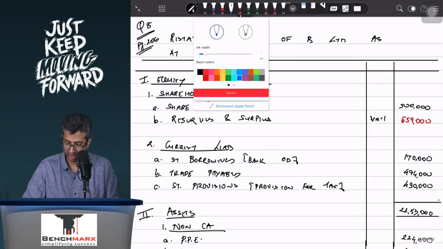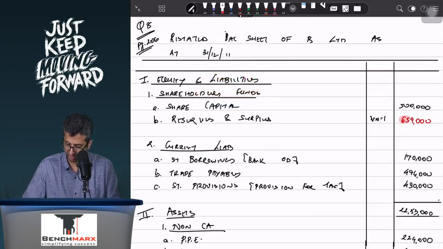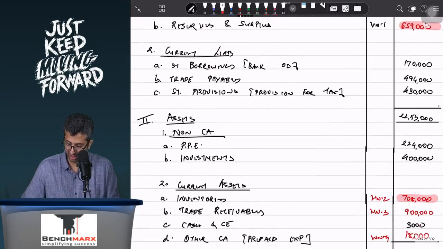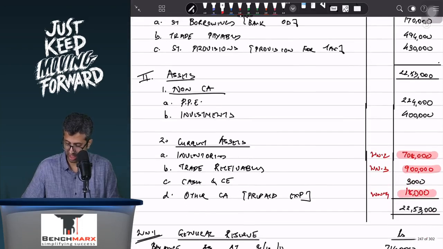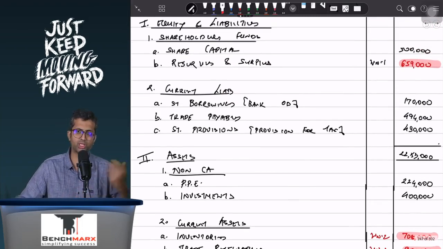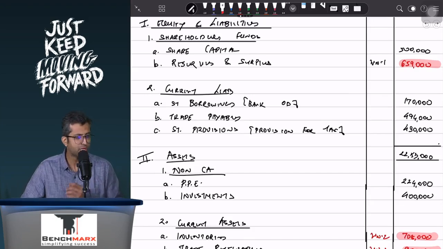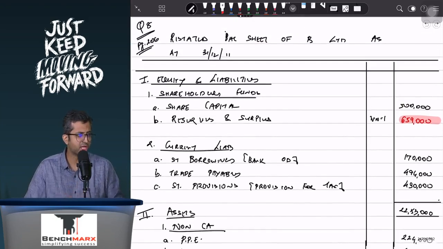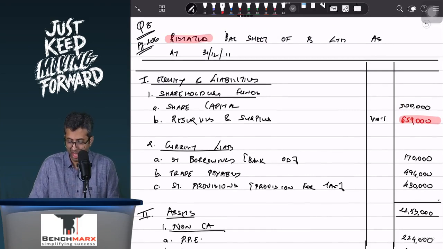Question number 8. The important areas over here would be 6,59,000, 7,08,000, 9 lakhs, and 18,000, 22,53,000. Are we clear with this? Other than that, everything that we've written in red over here is the different items. Everything else, as you can see, is going to be exactly the same. There will be no difference. We'll just prepare this restated balance sheet of B as on 31st December 11, which is ready for consolidation.